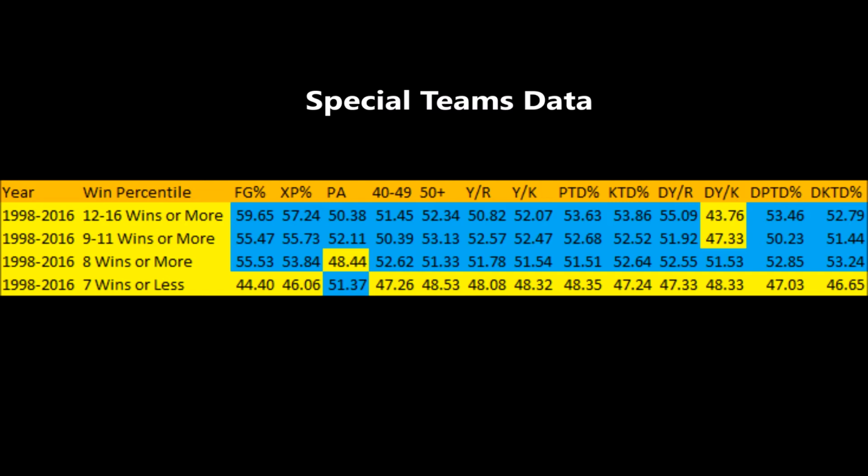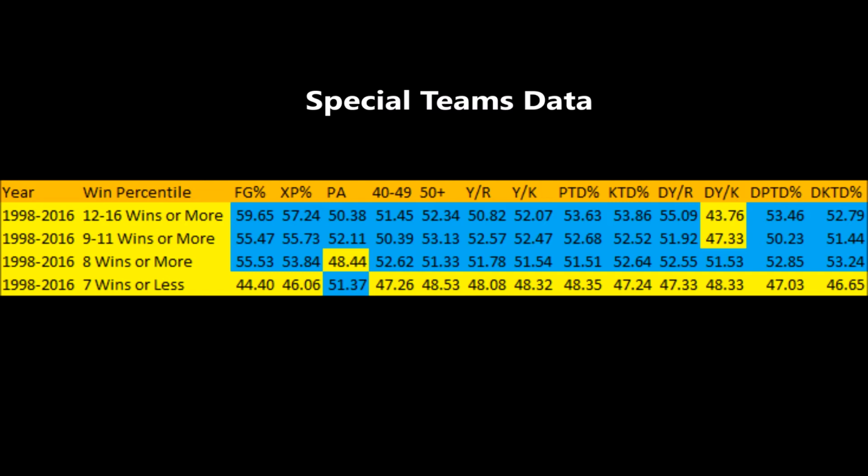The D in front of these is the defensive side. So it's the defense's ability to prevent yards per punt return, the defense's ability to prevent yards per kick return, the defense's ability to prevent touchdowns on punt returns and touchdowns on kick returns. There are correlations to special teams data. As you can clearly see, I have all the data up right here in front of you, so you can go through all of it.